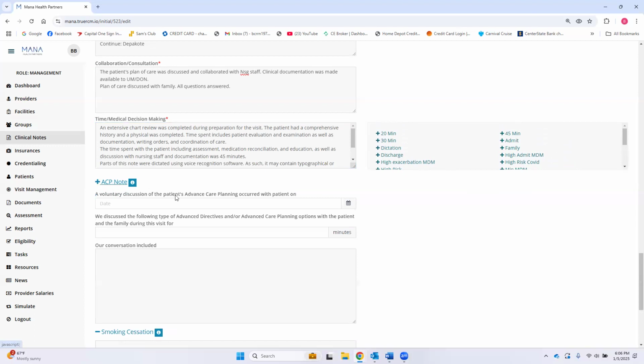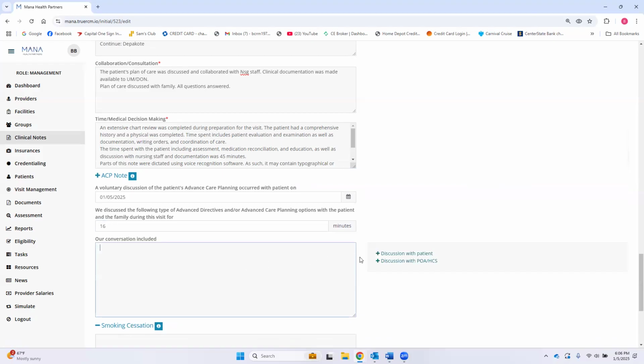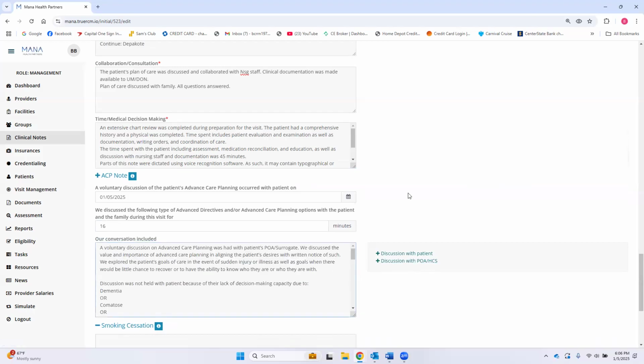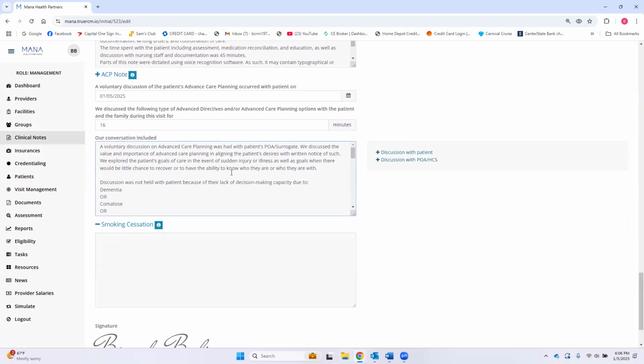There's an advanced care planning note. The difference here is that you're going to put today's date. That's the only difference. You're going to put your 16 minutes. And when you click into this box, you have your two snippets. There's your discussion with patient and discussion with power of attorney. Again, this is the same as before.